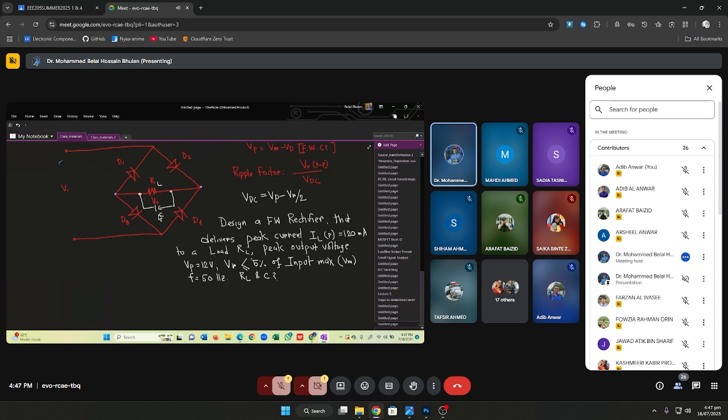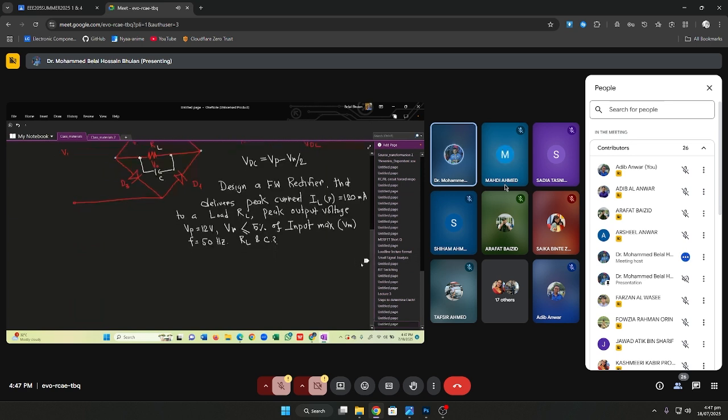The first thing is that we know there are two types of full wave rectifier. One is the full wave bridge rectifier. Another is the full wave rectifier with filter and center tap transformer. The problem didn't mention what type of rectifier we have to select, so we are free to select any rectifier. Since this diagram is already drawn here, let's consider a full wave bridge rectifier.